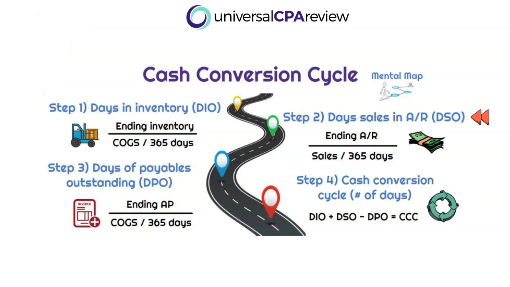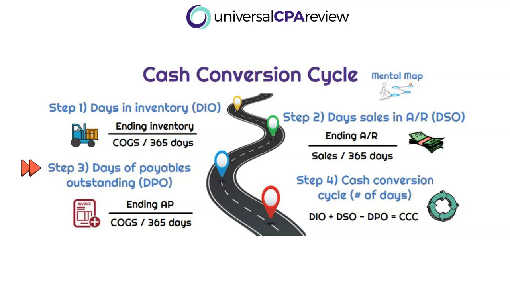Now for step two, this is the days sales in AR, also called DSO. And again, we're using ending accounts receivable. And this time we divide by sales divided by 365 days, right? That is basically just daily sales. And so if our day sales in AR is 30 days, that means we have 30 days of AR to collect. So then we move to step three, which is days of payables outstanding, or DPO.